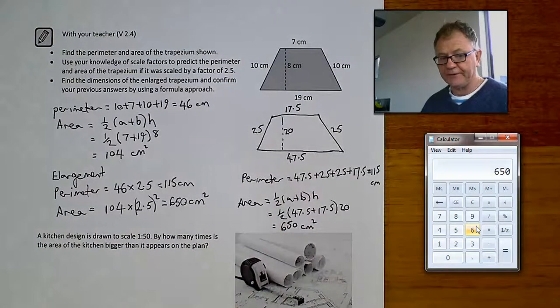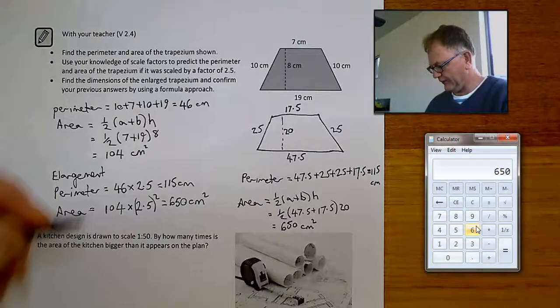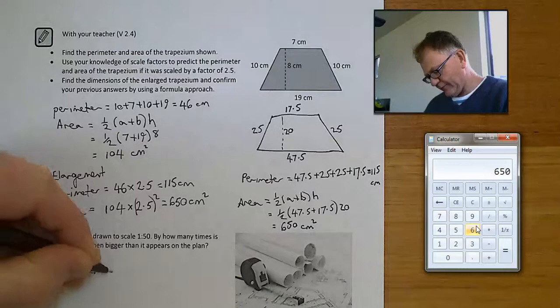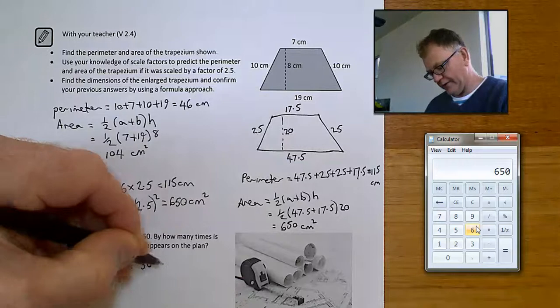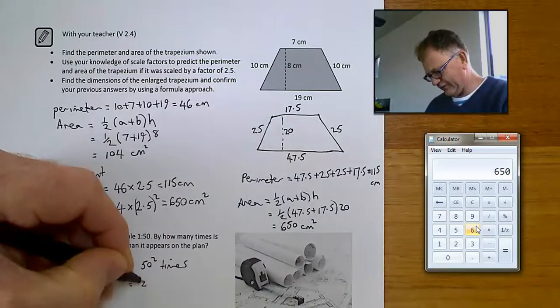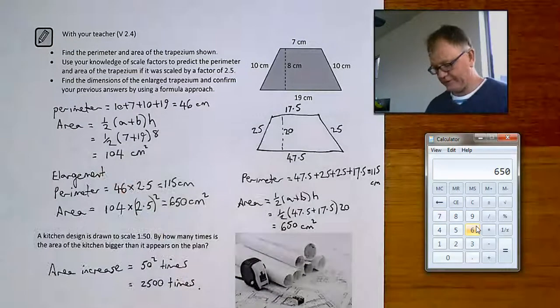The next question says that a kitchen design is drawn to scale 1 to 50. By how many times is the area of the kitchen bigger than the area of what it appears on the plan? Now we know its dimensions in real life are going to be 50 times what is on the plan, but what about its area? Its area is going to increase not by 50 times, but by 50 squared times. 50 squared is 2,500 times bigger. That's really all we have to say there.